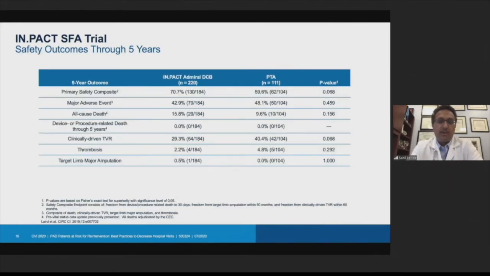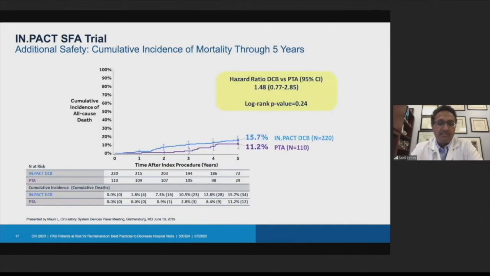Safety is also quite good. There was no statistically significant difference in safety events, including all-cause mortality, in this patient population. And these were the most carefully vetted patients of all the data sets. In addition, here's another cumulative incidence of mortality figure that reiterates the point that there's no statistically significant difference in mortality.